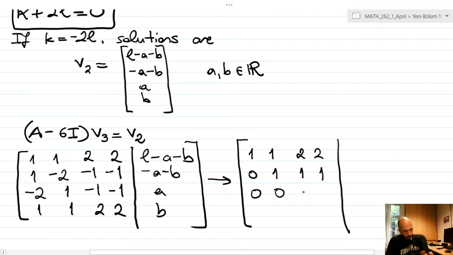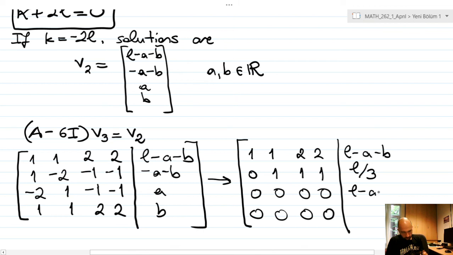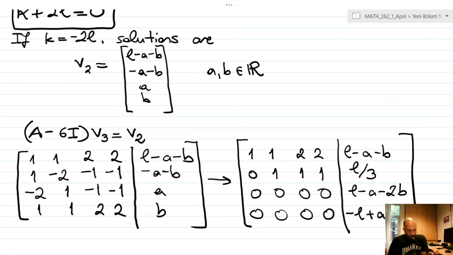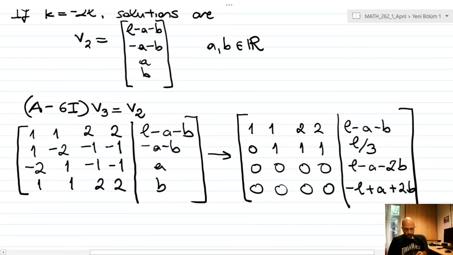You can reduce all the way down here. And what you get here turns out to be the following: L minus A minus B here, L over 3 here, L minus A minus 2B here, and minus L plus A plus 2B here. Okay. Please check my computations yourself.